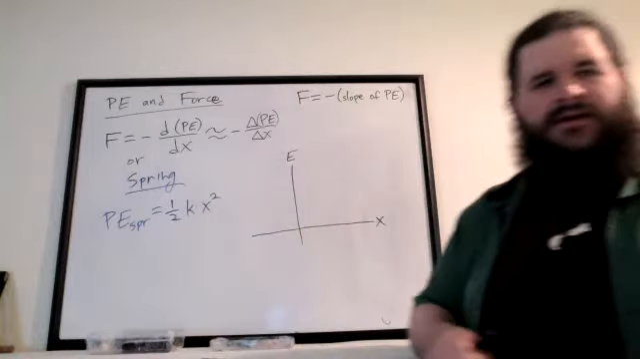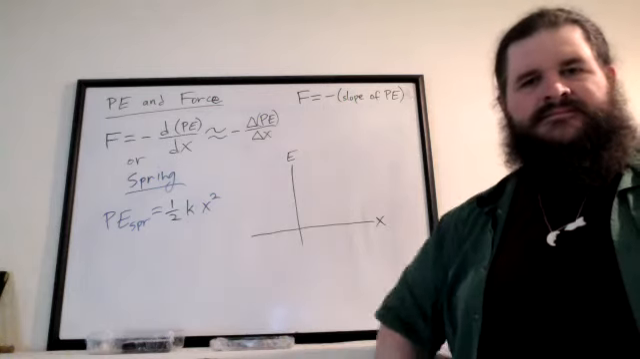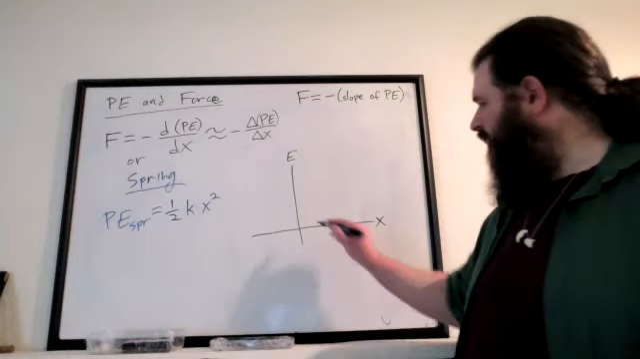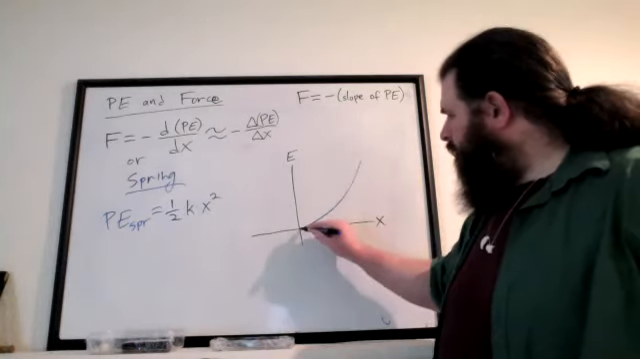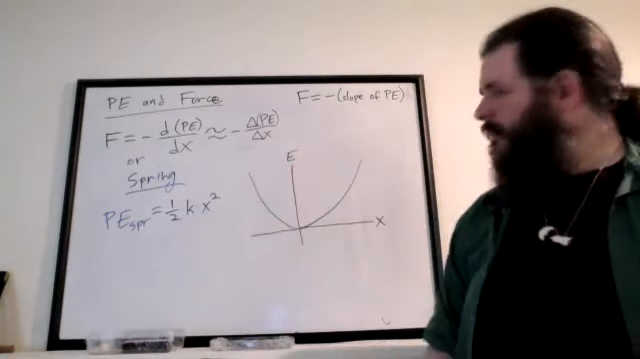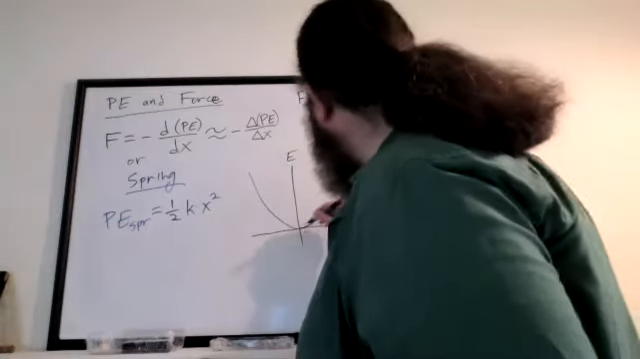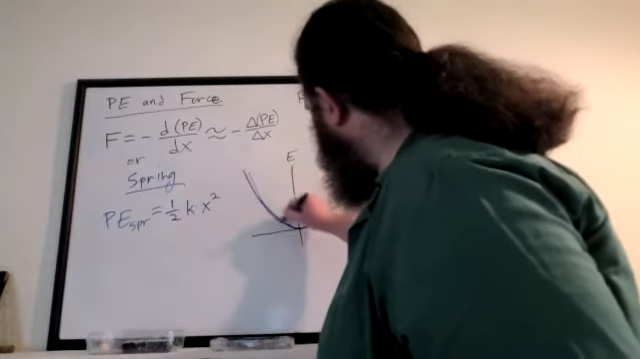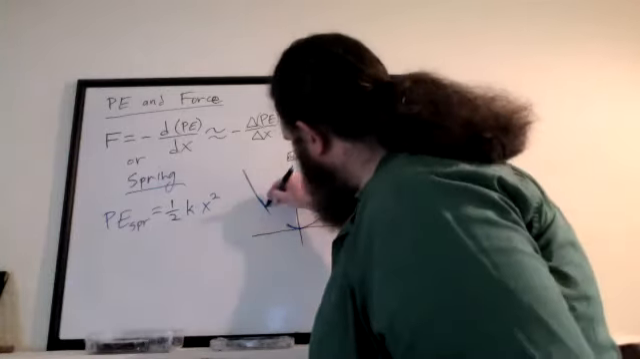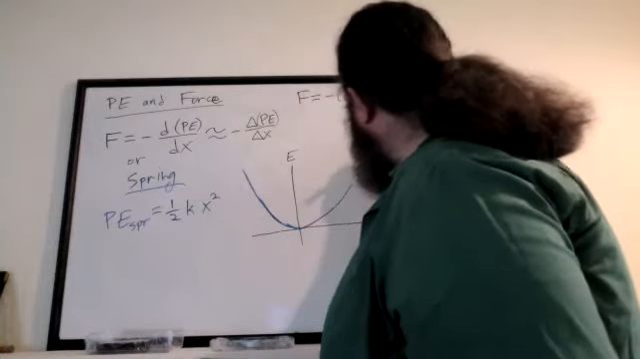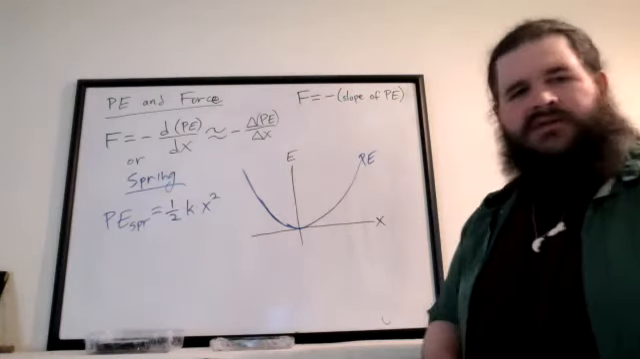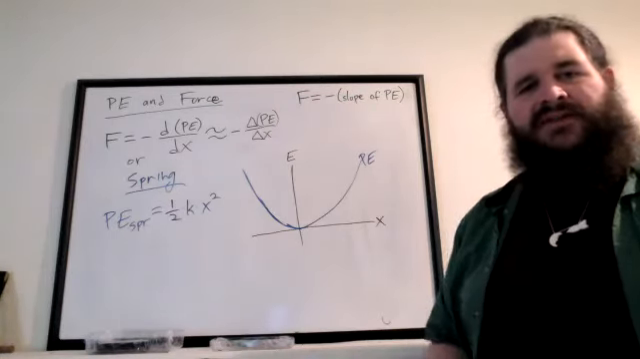And so what would that look like on a graph? Yeah, we should expect a parabola whose steepness and curvature depends on how strong k is. So there's our potential energy graph. And at any single location, we could analyze the forces involved by looking at the steepness.